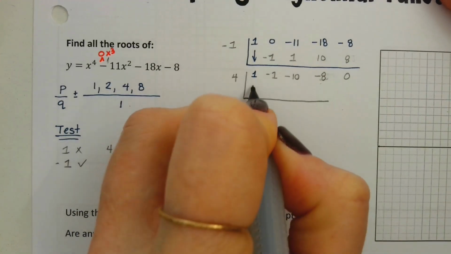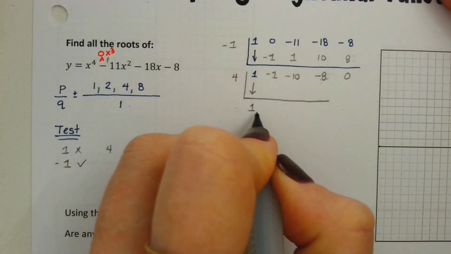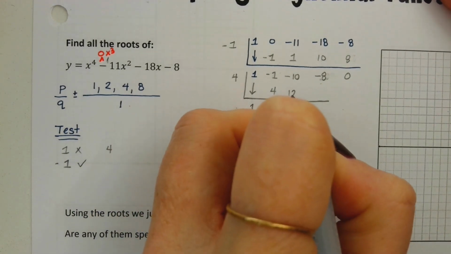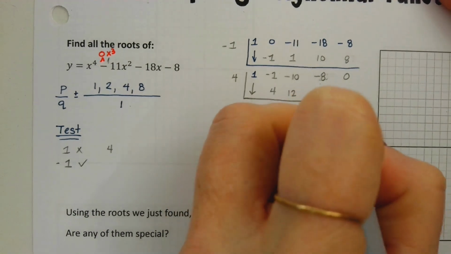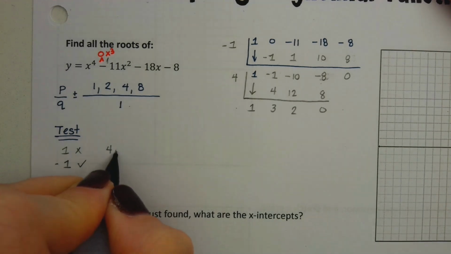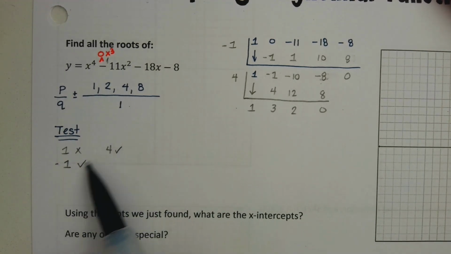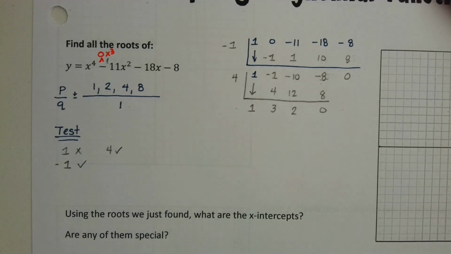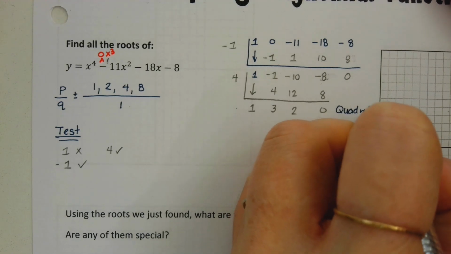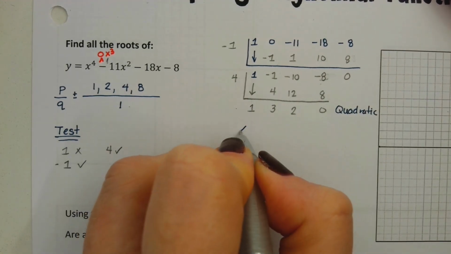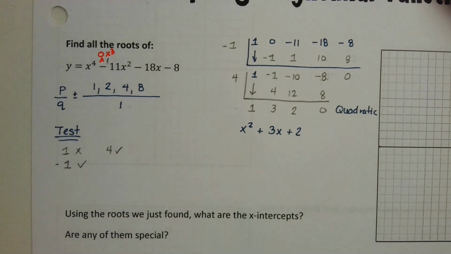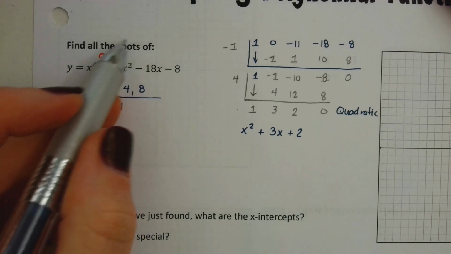Trying 4. We're going to bring down the 1. Multiply. And when I add, I get a 3. Multiply. When you add, you get 2. Hallelujah, multiply. Thanks, Rhea, for that. That makes our life a lot easier. 4 does work. Okay, so we found 2 that work, which means now this should be the coefficients of a quadratic. Okay, the 1 is the coefficient of the squared term on the quadratic, so that's x squared plus 3x plus 2. Now if we need to find the roots, that means we need to find the solution.